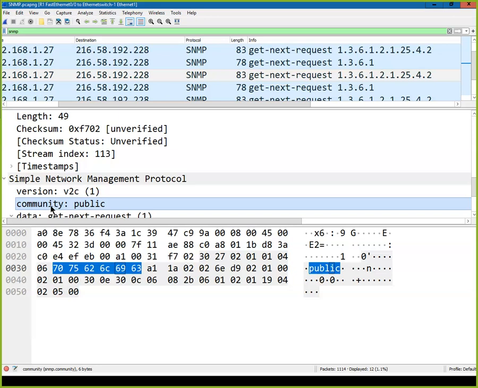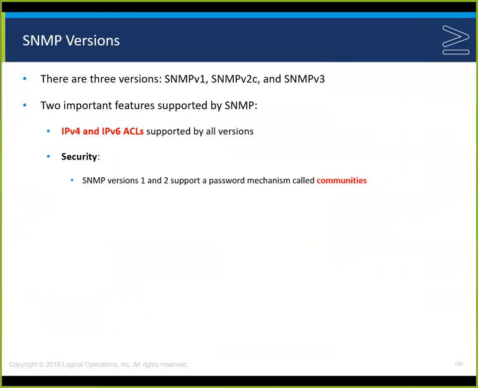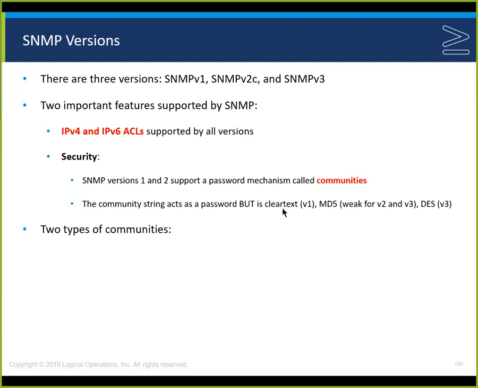the management system, will accept everything that has that community string, which means that other individuals that can see this traffic, that obviously can find that community string, can now look at our traffic, what's going on. And that's where the support for the access control lists comes in, so that we can filter that information and specify where it's actually going to go, who's allowed to see that. It acts as a password: clear text in version 1, MD5, weak, for version 2, and version 3. DES is used in version 3 for these times.